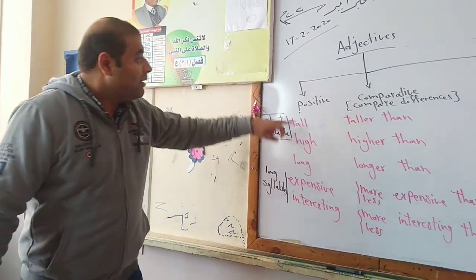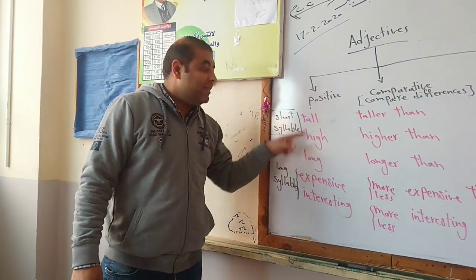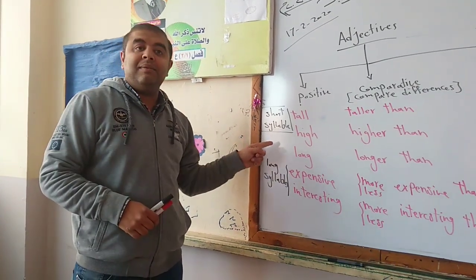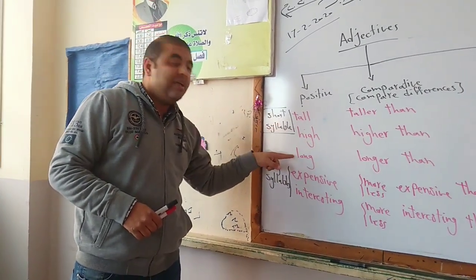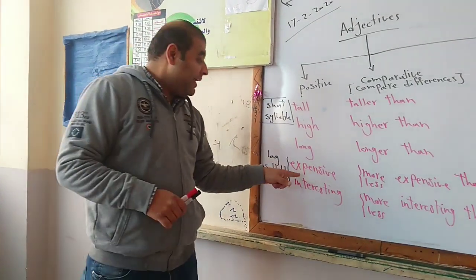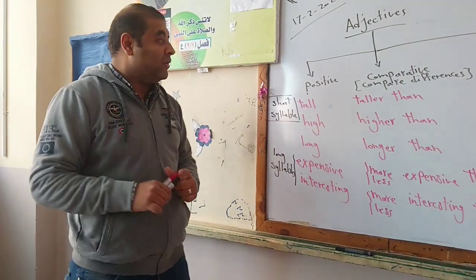Positive adjectives like tall, high, long, and these are called short syllable adjectives. Short syllable adjectives like tall, high, and long. Okay. Long syllable adjectives like expensive, interesting, modern, crowded, and so on.